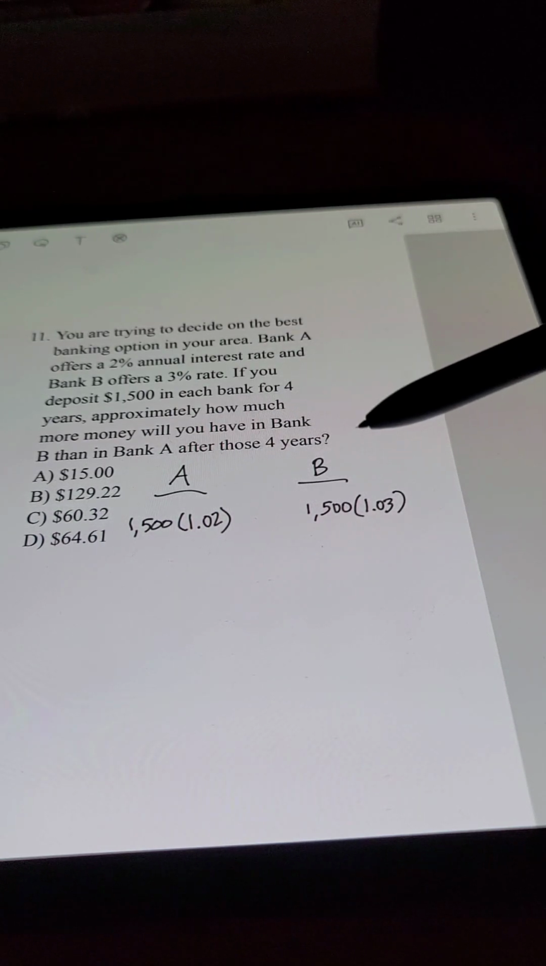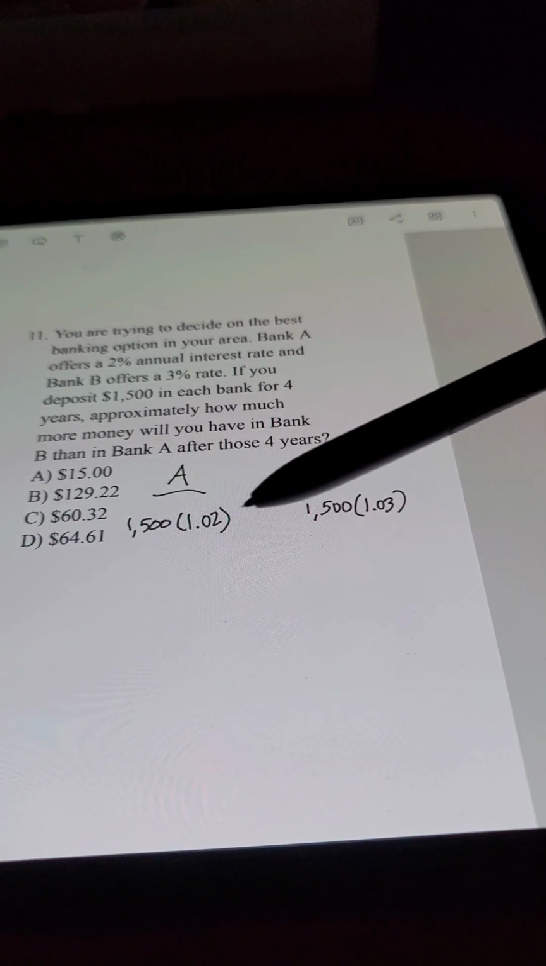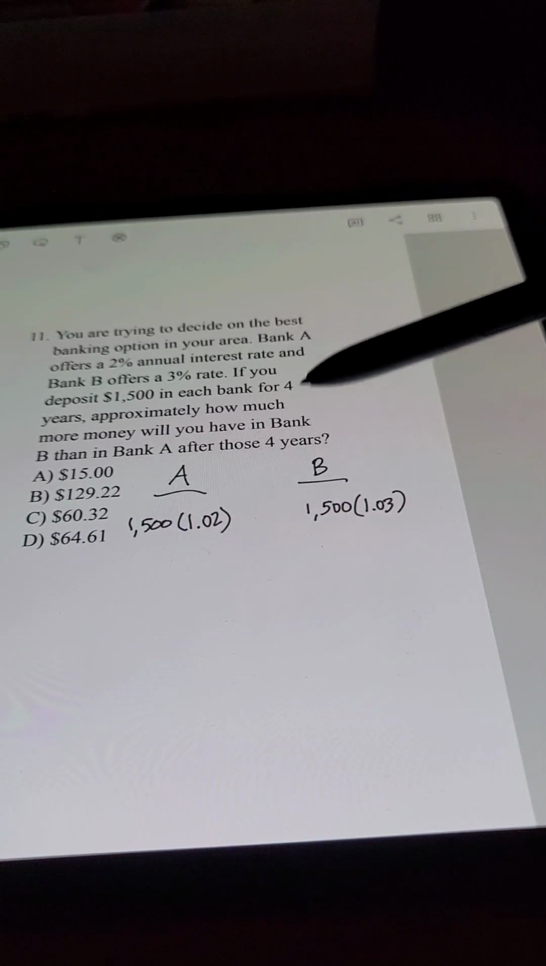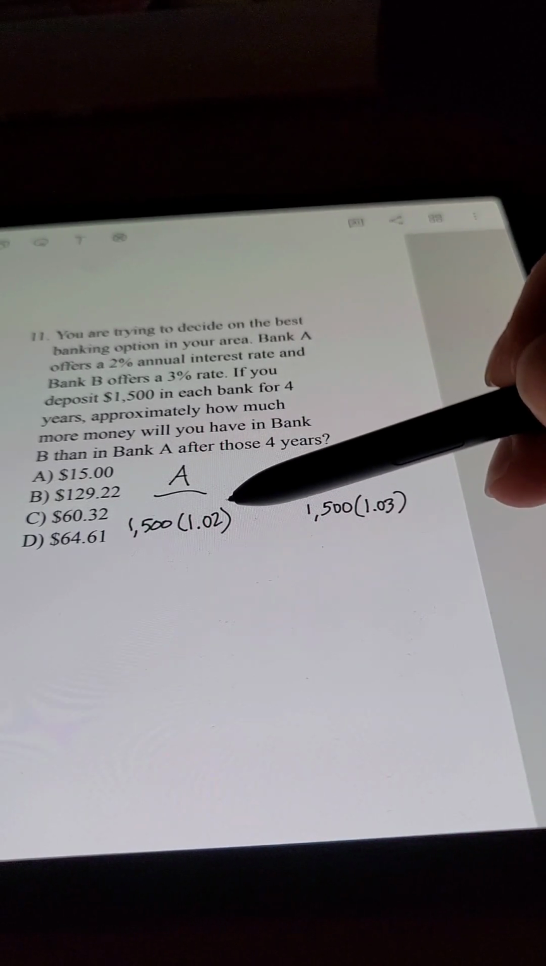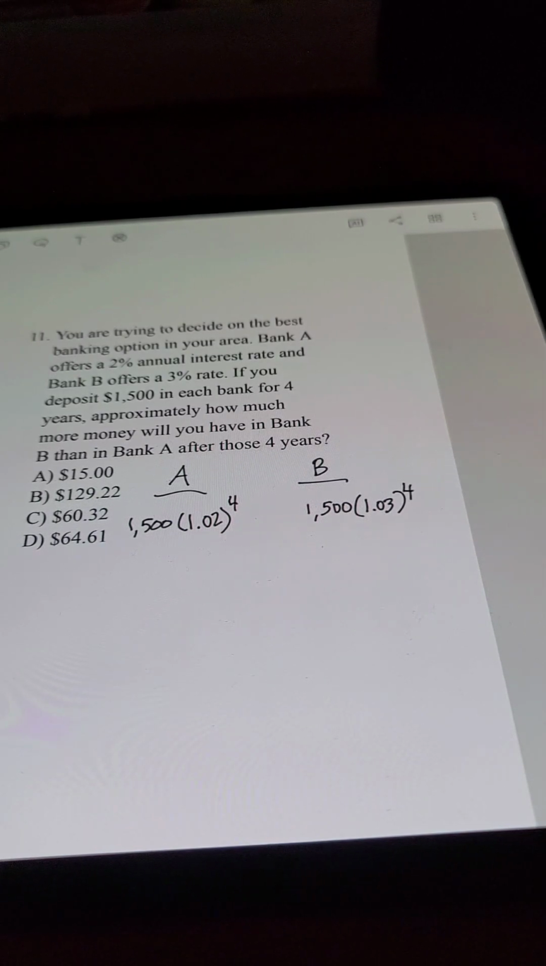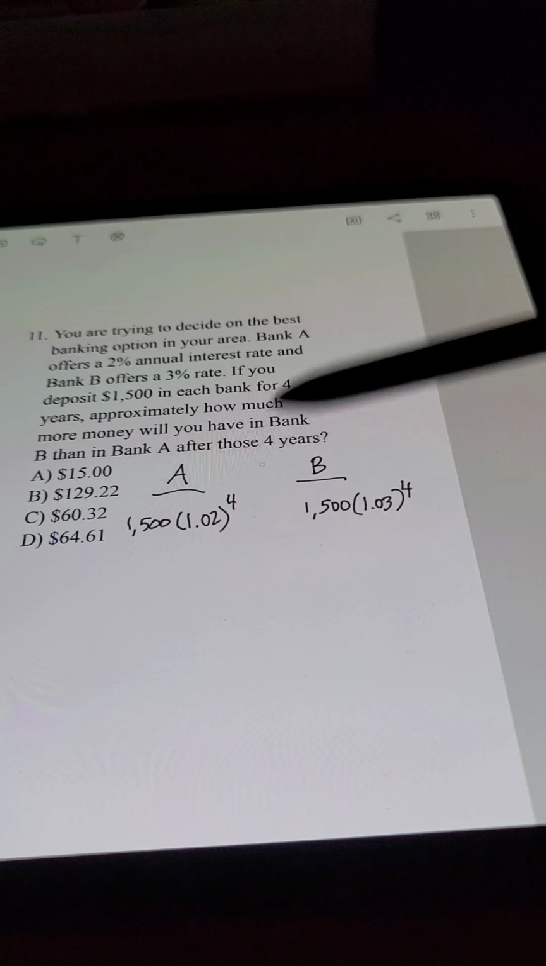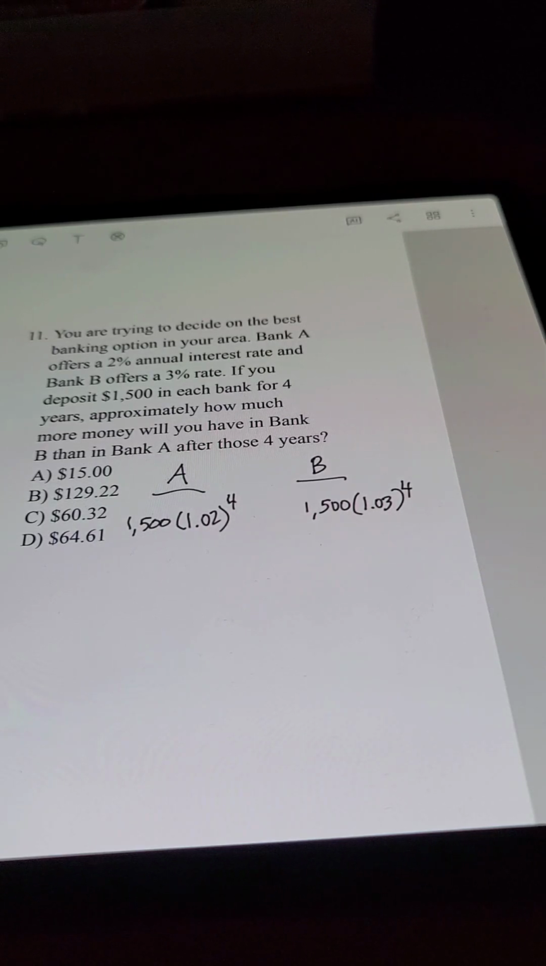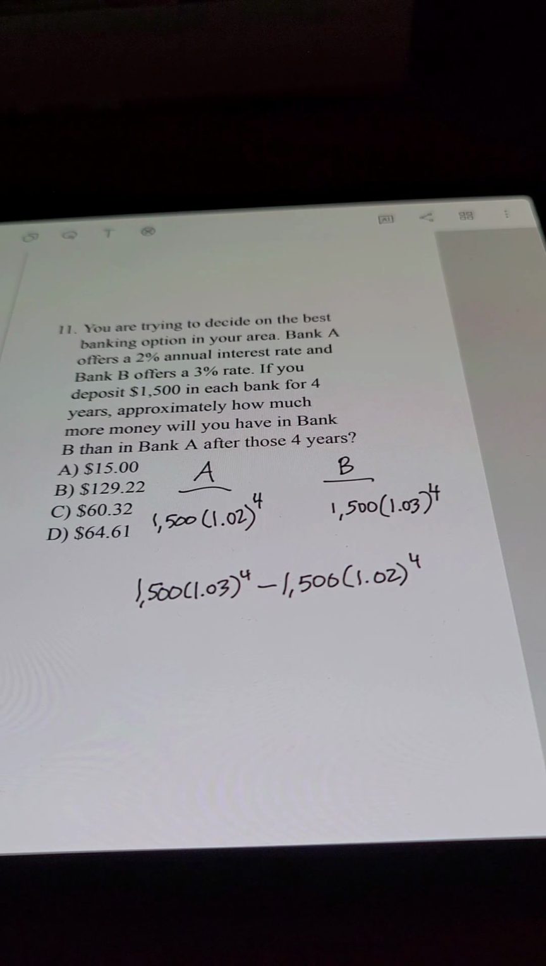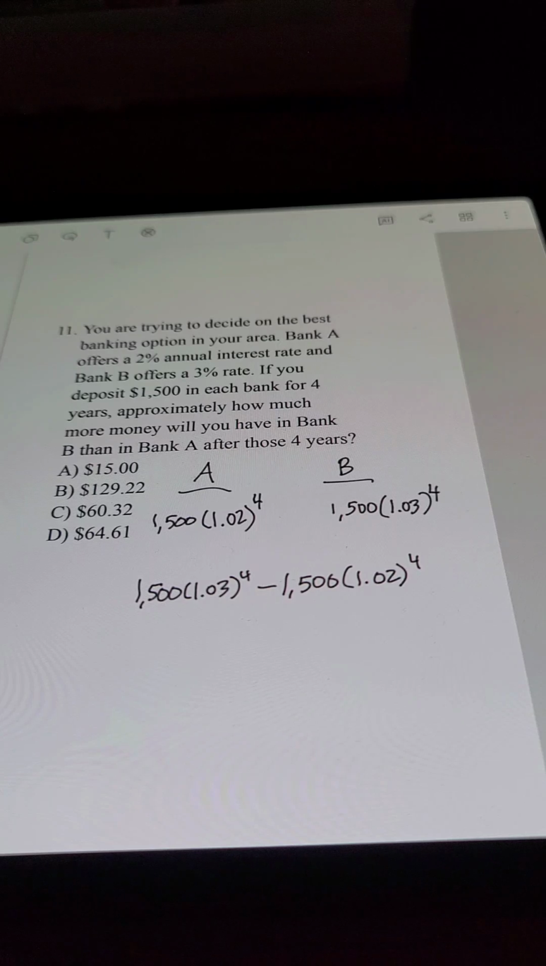And then we have to think, okay, that's happening annually, that we have to multiply by that. So if it's happening over 4 years, that means we have to multiply by that 4 different times in each of these scenarios. So now we have what can give us the amount that they'll have in Bank A and Bank B after those 4 years. To find out how much more money they'll have in Bank B, we have to find the difference between these. So we need to subtract them. So this is what you would do. And then you're going to get your answer, which is D, $64.61.